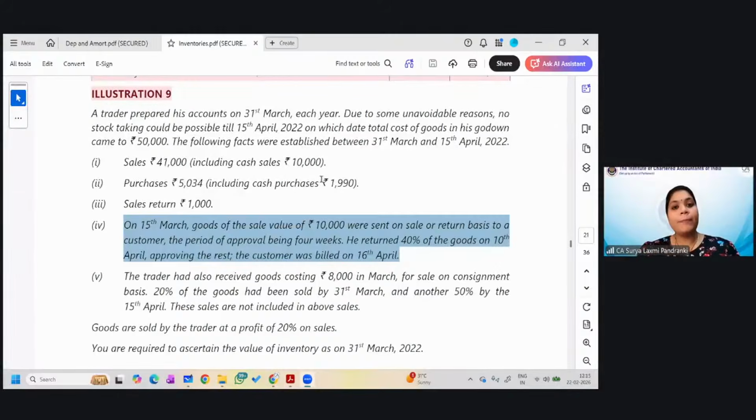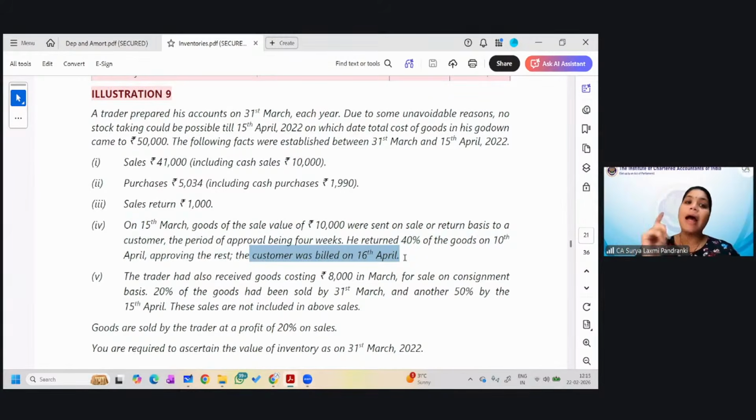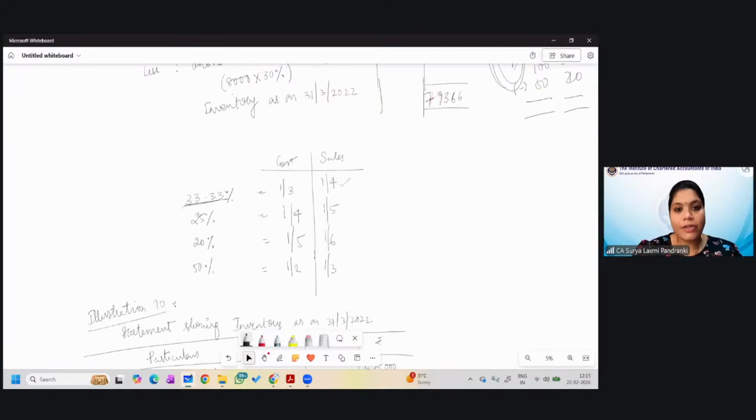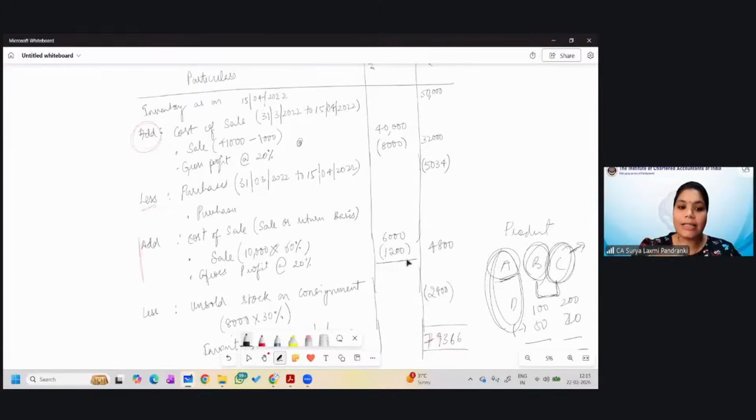But for the 60%, you didn't return it back to me. You are assuming that it is a sale. When it is a sale, I will have to do that adjustment because that sale was billed on 16th April, which was next year, right? That is why I'm adding it back as an adjustment. It is next year's sale. It is not this year's sale, not last year's sale, it is next year's sale. That is why you have added back that 6,000 only, only that 60%. The 40%, or 4,000, is anyway in your stock. Now you're clear.